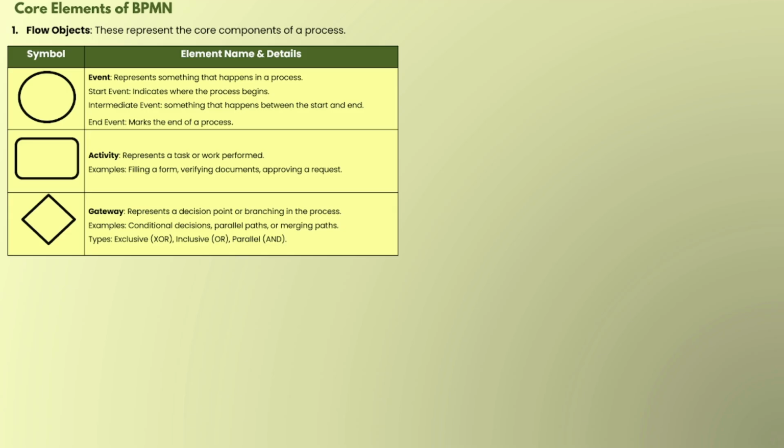Then for an activity we can use the rectangle, and an activity is like filling a form, verifying a document, approving a request. And a gateway is nothing but a decision. It is the diamond which we have used in flowcharts, if you remember, the same here. The gateway is where a decision takes place. If there is any yes or no, then this particular symbol is used.